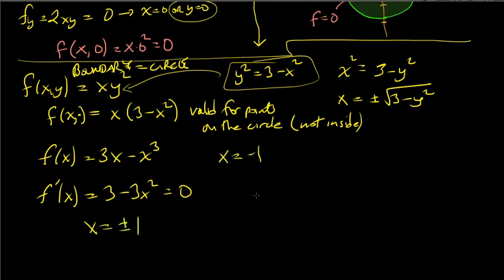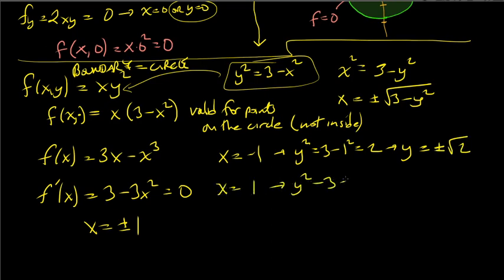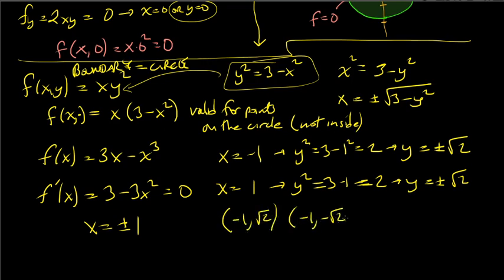So let's look at x equals negative 1. What's y going to be? Well, y squared is going to be 3 minus 1 squared. 3 minus 1 is 2. So y is going to be plus or minus the square root of 2. And if x is positive 1, you get the same thing: 3 minus 1 is 2, so y is plus or minus the square root of 2. So we get 4 points on the boundary: negative 1, square root of 2; negative 1, negative square root of 2; positive 1, square root of 2; and positive 1, negative square root of 2.